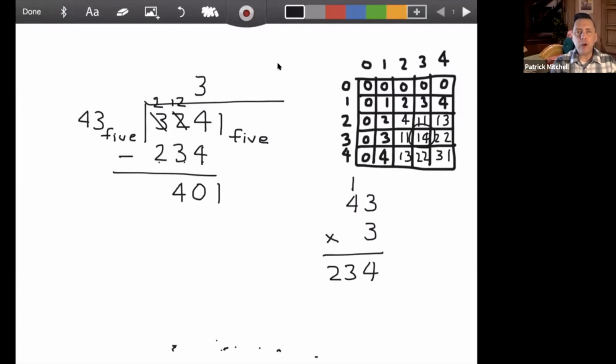And again, we know from the repeated subtraction earlier that 43 goes into 401 4 times. So now over here, I'm going to do 43 times 4. 3 times 4 in base 5 is equal to 22. 4 times 4 is 31. 31 plus 2 is 33. So 4 times 43 is 332.